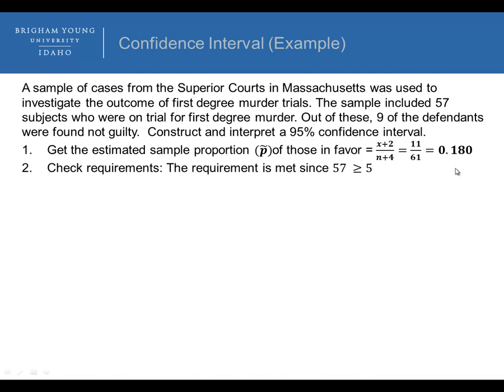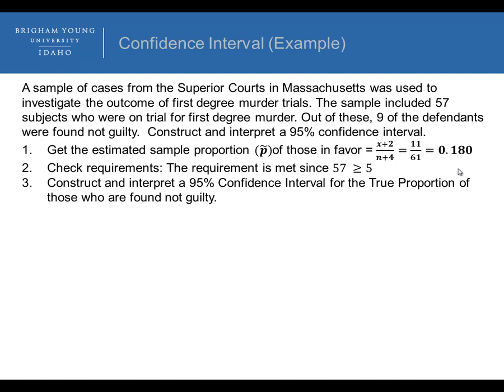Step 2 is to check the requirement. The requirement is that the sample size is greater than 5, and since our sample size is 57, the requirement is met. The third step is to construct and interpret a 95% confidence interval for the true proportion of those who are found not guilty.